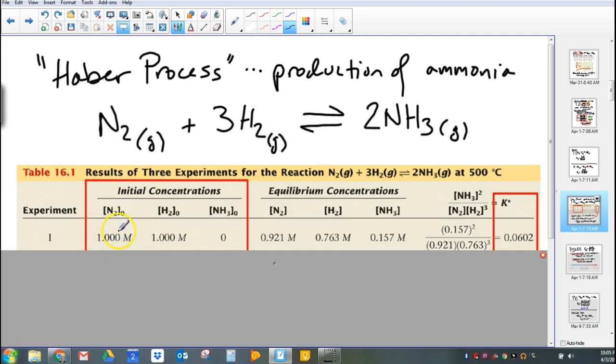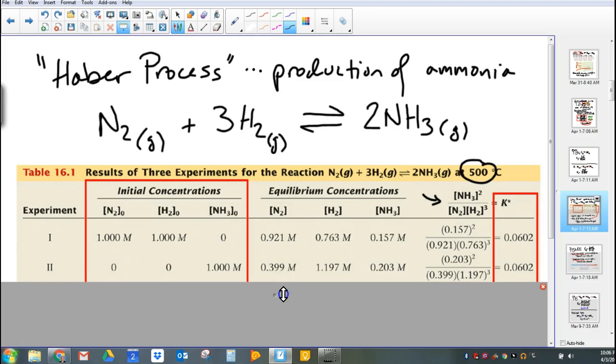We start with pure reactants, a mole per liter of nitrogen, a mole per liter of hydrogen, no products. We just inject those reactants and we let it run. So we started with a mole per liter of each one of those reactants. When the system has reached equilibrium, so we let it run over time at a specific temperature, that's kind of important, we get these final concentrations of both reactants and products. And when we do the equilibrium constant, products over reactants with coefficients as exponents, we get this number.